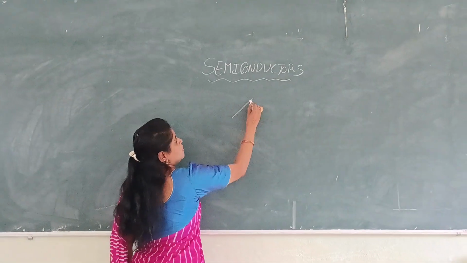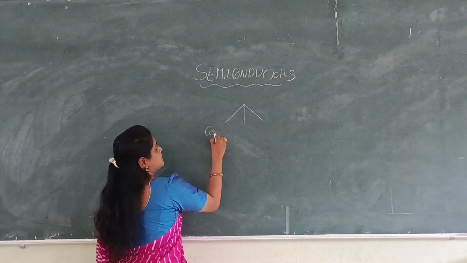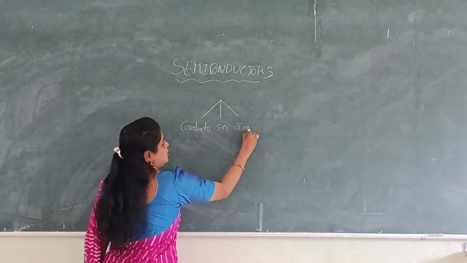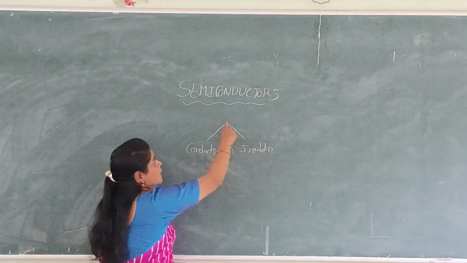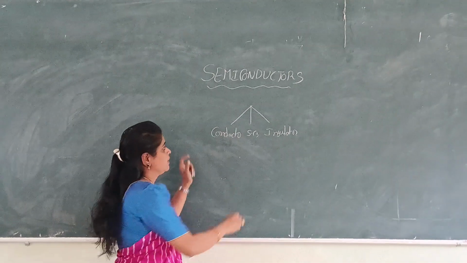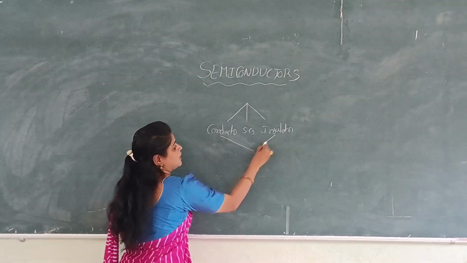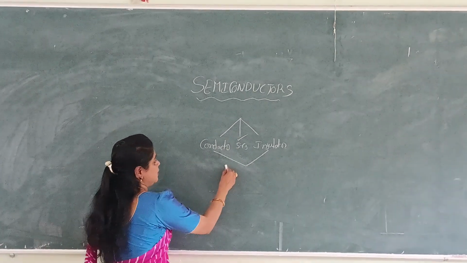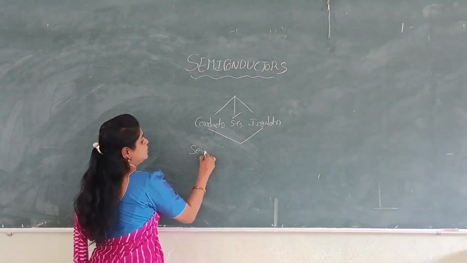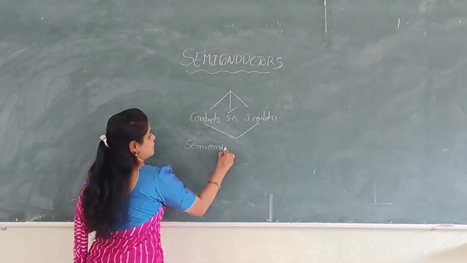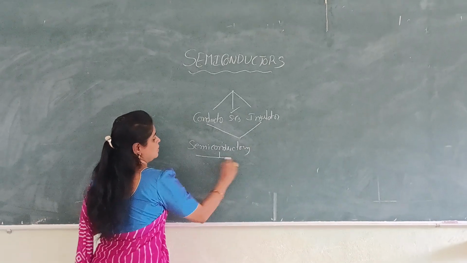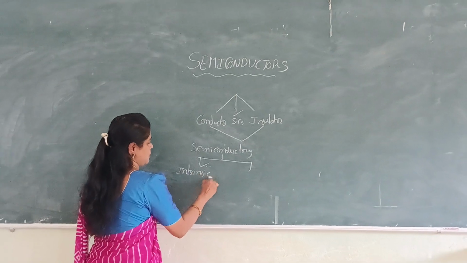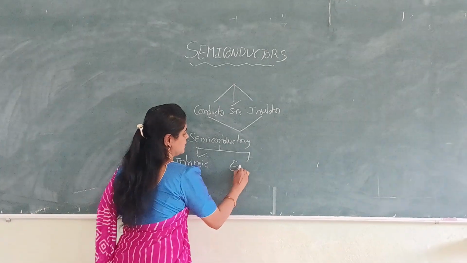Materials can be divided into three types: conductors, semiconductors, and insulators. Semiconductors have a resistivity in between conductor and insulator. Semiconductors are again divided into two types: intrinsic semiconductors and extrinsic semiconductors.